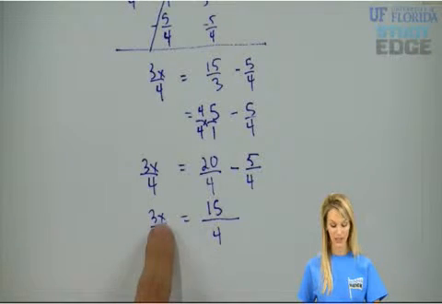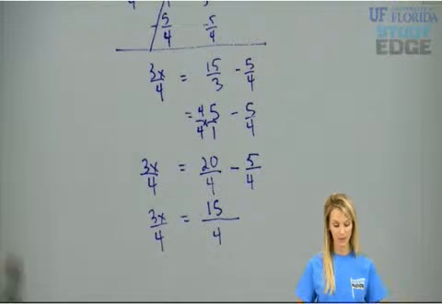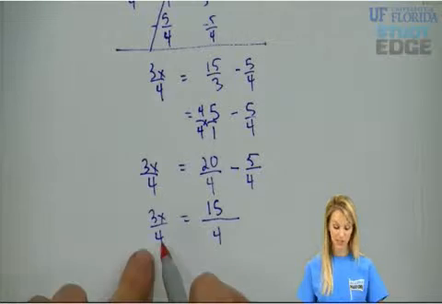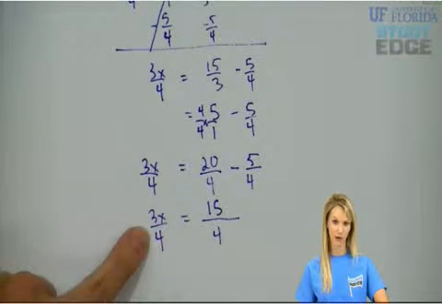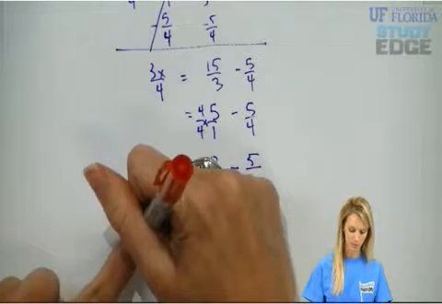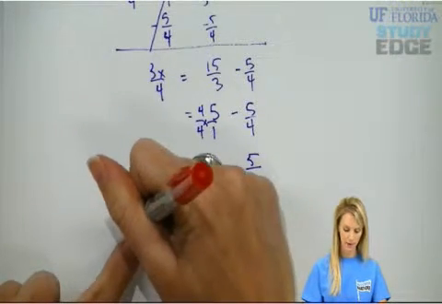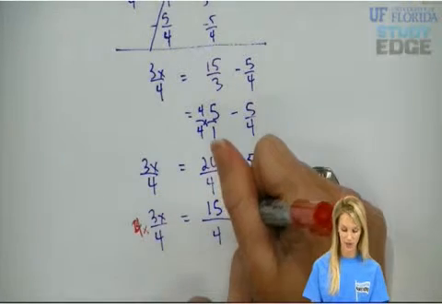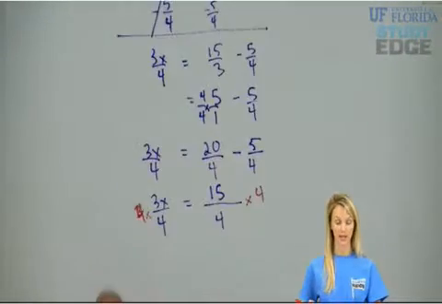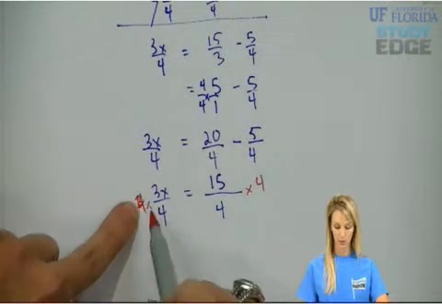Remember, my ultimate goal is to get this x by itself. So what's keeping x from being by itself? Well, first off, I see that it's being divided by 4. Well, how do I get rid of the dividing by 4? I do the inverse. I'm going to multiply. So I'm going to multiply by 4. And whatever I do to one side, I have to do to the other. So I also have to multiply by 4 over here. Well, what do I get?